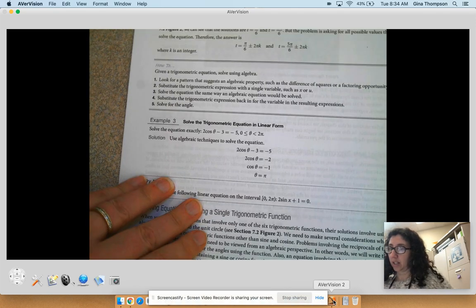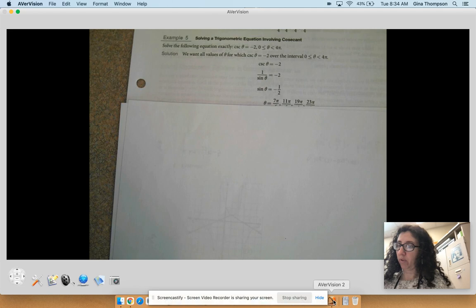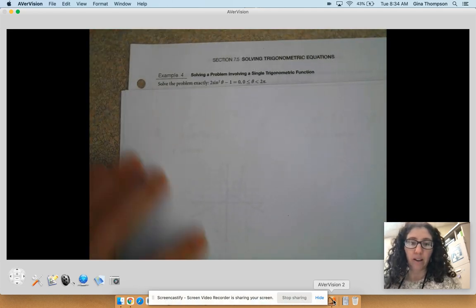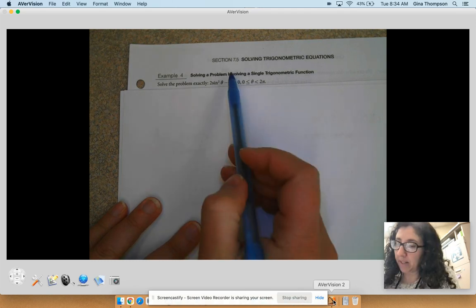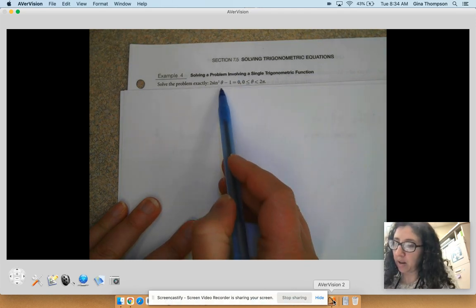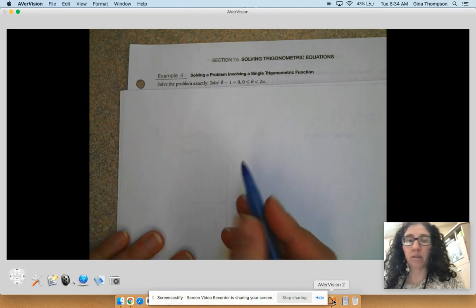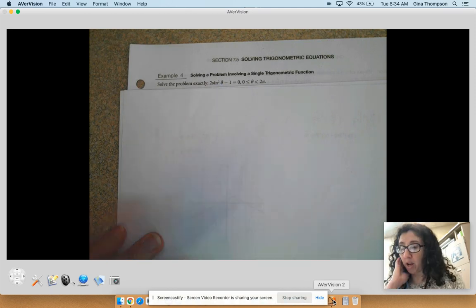Okay, let's keep going. Let's do another one. Example 4. Solve this problem exactly. 2 sine squared theta -1 equals 0. Ooh, so now we've got a squared. Okay, so it's going to make things a little bit more interesting with pluses and minuses.